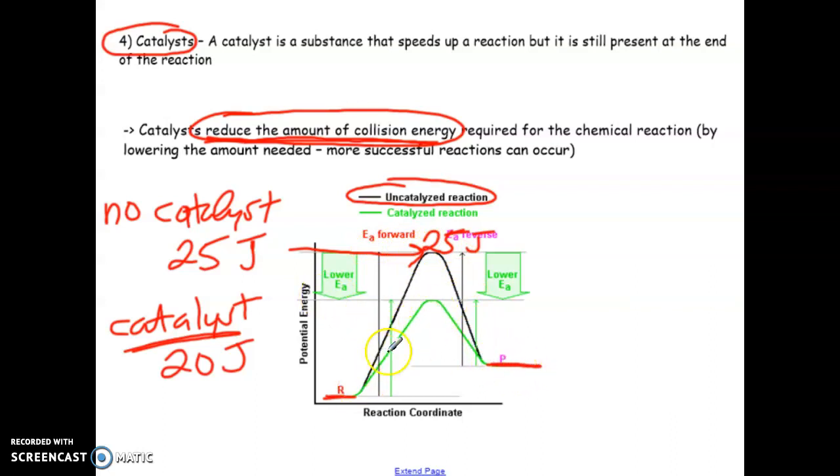What this green line is showing is the catalyzed reaction, meaning with a catalyst, maybe now the requirement is 20 joules. So the amount of energy needed for the reaction to happen is lower, which means you can have more product made faster. Again, this is not changing the number of collisions. What this is really doing is changing the number of successful collisions, because when they collide, they don't need to have as much energy for the product to be made.